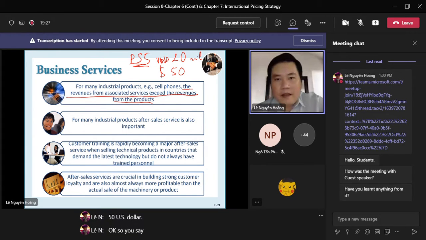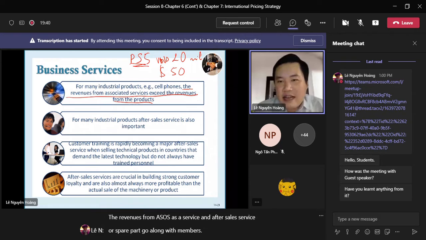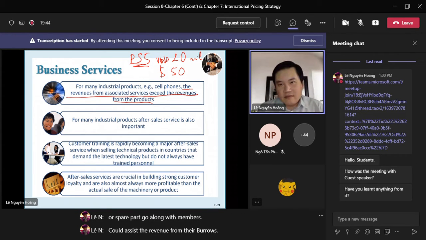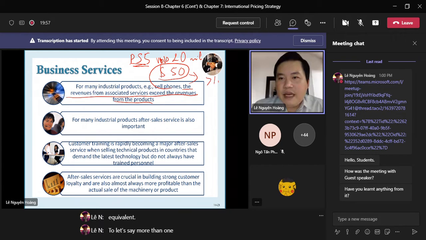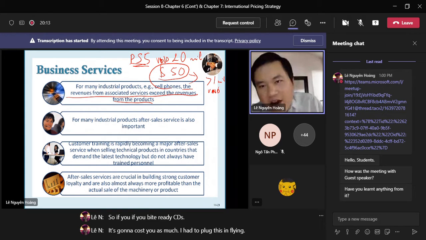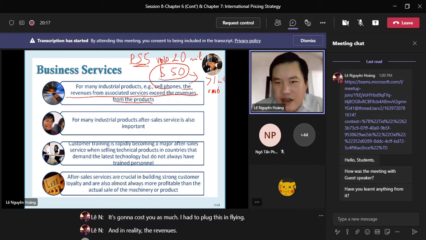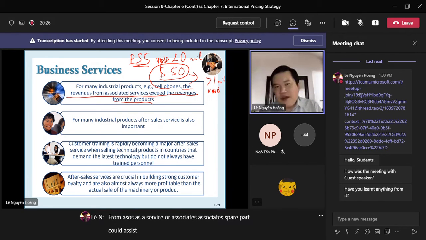Okay, so you see, in reality, the revenues from associated services, such as after sales service or spare parts that go along with the main product, could assist the revenue from the product. Let me convert it to Vietnam dong. $50 is equivalent to, let's say, more than 1 million Vietnam dong. So if you buy 20 CDs, it's going to cost you as much as the PlayStation 5. In reality, the revenues from associated services or spare parts could assist the revenue from the main product. It's very important.